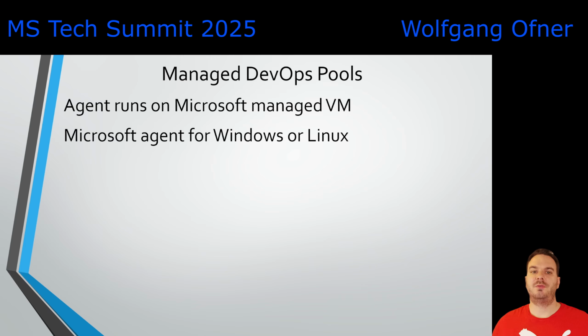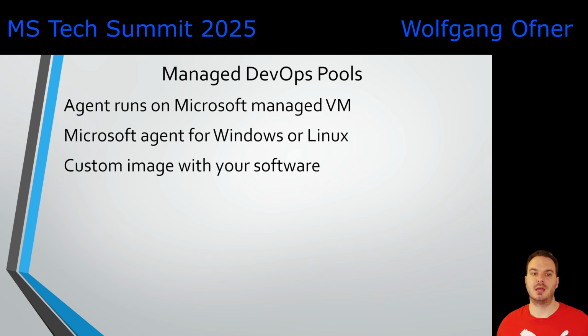Microsoft provides agents for Windows and for Linux. Since you can't run macOS VMs on Azure, you can't have an agent for that. And if that's not enough, then you can create your custom image. This might be useful if you have software that's not provided by the Microsoft hosted agents. So you can create a VM yourself, install all the software you need, then you create the custom image, and when you create the Managed DevOps pool, you just provide this custom image. You don't have to install an agent or configure an agent. This is all done by Microsoft once they create the Managed DevOps pool.